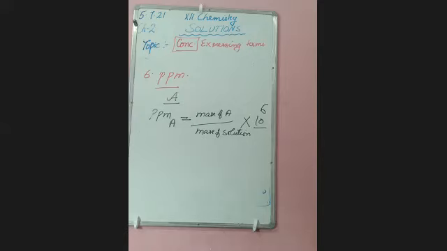After that, we discussed different concentration terms like percentage. Percentage means m by m, v by v, or m by v. Then strength, molality, mole fraction, and parts per million. Okay. Till now, is there any doubt? Please let me know.